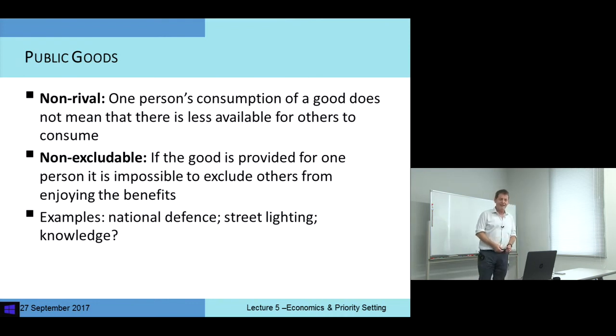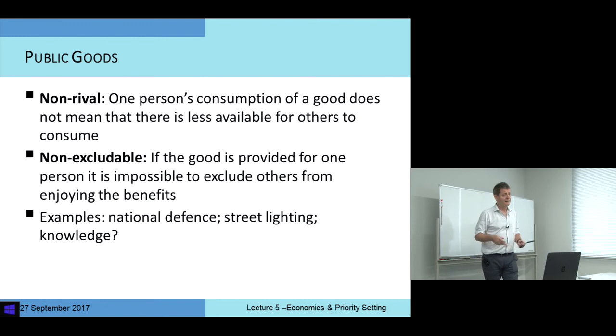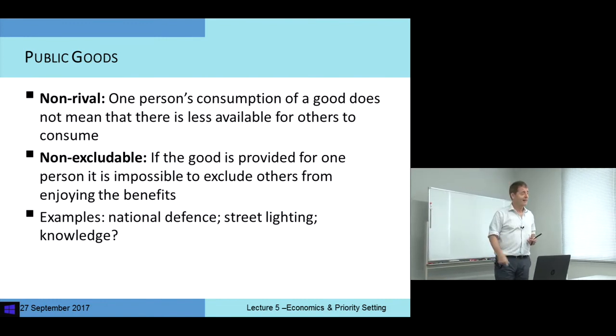Perhaps a more mundane example would be street lighting. If you provide street lighting, it's non-rival in that when I walk along the street, there's not less light available for other people. So it's non-rival. Also, it's pretty much non-excludable. If you're going to provide street lighting for one person, one group of people, other people can walk along the street and get the benefit.